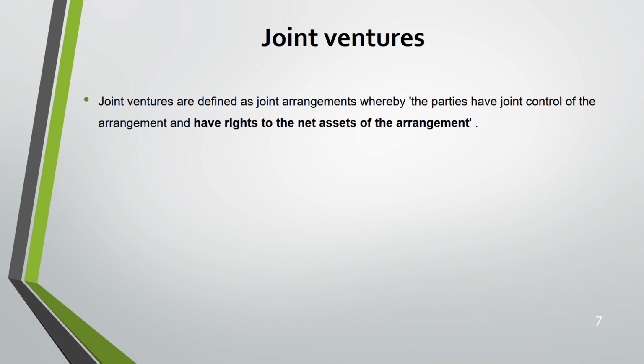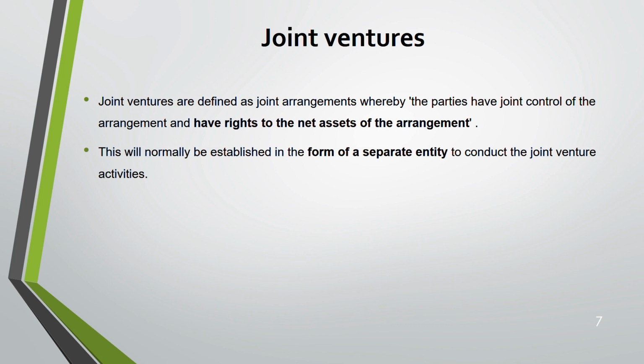Remember the first point for joint operation? There, they have rights to assets and obligations for liabilities. Here, they have rights to the net asset. That is the difference. Number one difference: net asset, not assets or liabilities, for joint venture. Second, here a separate entity is formed. But in joint operation, no separate entity.